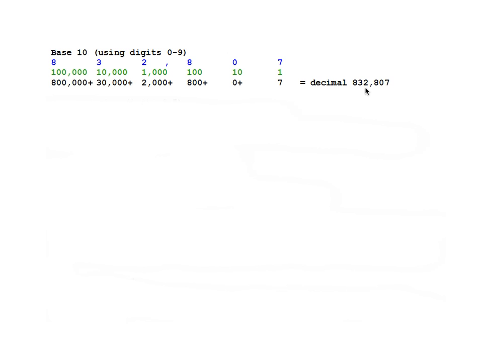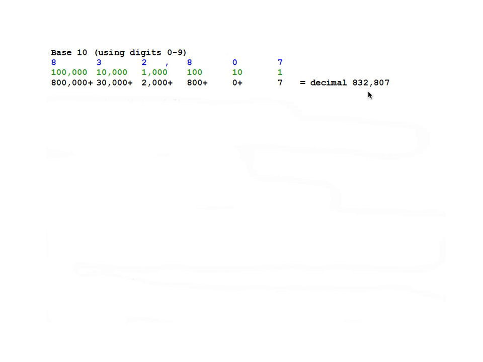832,807 is 832,807, because we have 8 100,000s plus 3 10,000s plus 2 1,000s plus 8 100s plus 0 tens plus 7 ones. So if we add those up, 800,000 plus 30,000 plus 2,000 plus 800 plus 0 plus 7, it's 832,807. Now you might say, Keith, why did we even do that exercise? That's kind of lame. We already knew just looking at the number what it meant.